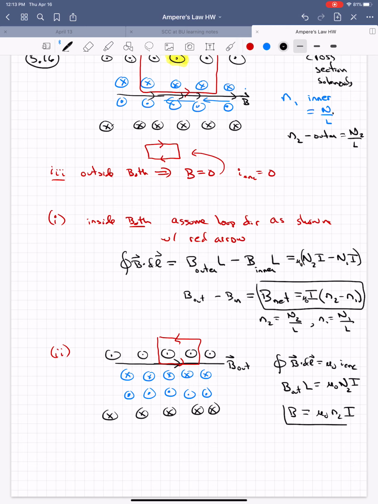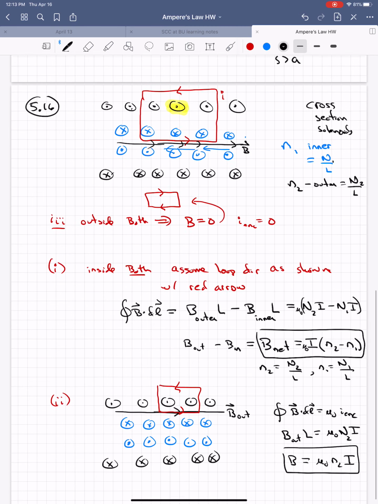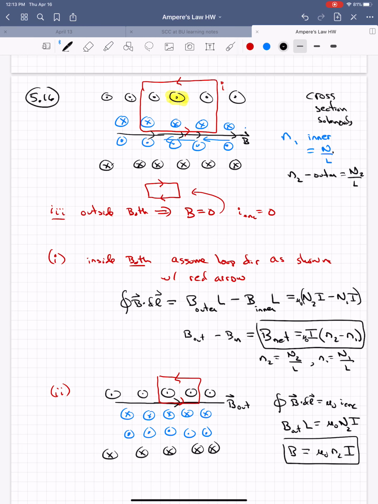So here's my B field in that region there. The outer B field is mu naught little n2 I, and the inner B field is mu naught little n2 minus little n1 times I, because the inner solenoid is making B field that's going the other way, so it's canceling it out. So that's how we're going to do problem 516. The key thing is to think about where you're going to draw those Amperian boxes.